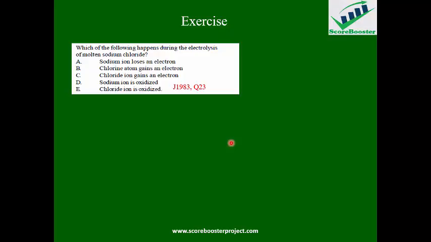Just look at what we have. I've told you every option now. Just look at any one that is aligned with what I've said. Sodium loses electrons? No. Chlorine gains electrons? No. Chlorine atom? No. Chloride ion gains electron? No. Sodium ion is oxidized? No. What is oxidation? Loss of electron. A and D are the same. They just want to confuse you. Chloride ion is oxidized. That is correct because it's the chloride ion that goes to the anode. Then oxidation takes place at the anode. That's what we are saying.